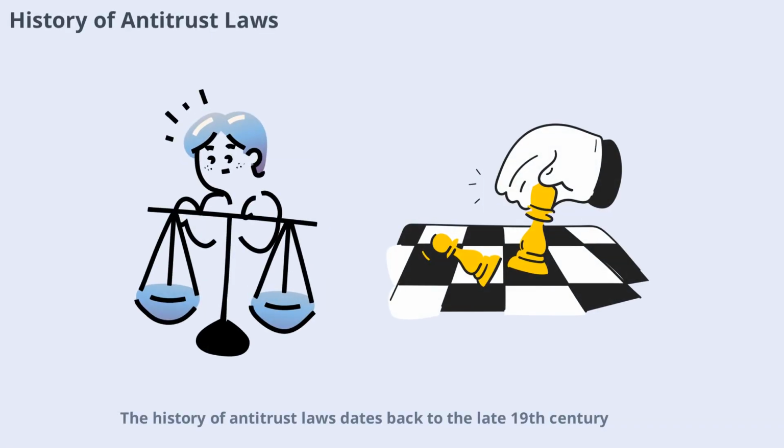The history of antitrust laws dates back to the late 19th century, with the United States leading the way. The Sherman Antitrust Act of 1890 was one of the first laws to address monopolistic practices. Over time, other countries adopted similar regulations, recognizing the need to curb excessive market power. These laws have evolved to address new challenges, such as digital markets and global corporations. Understanding this history helps us see why antitrust remains relevant today.